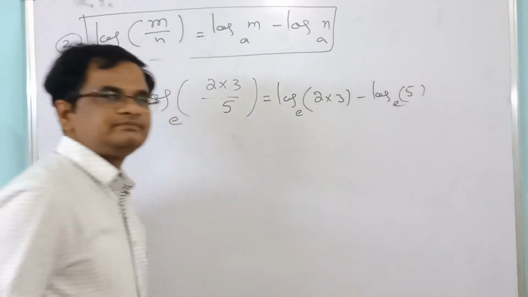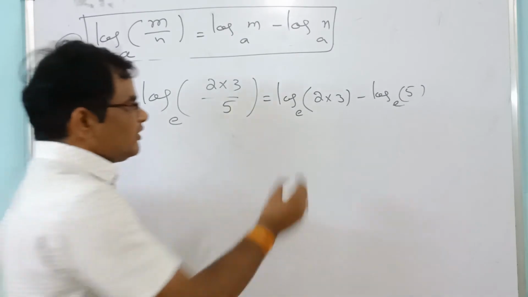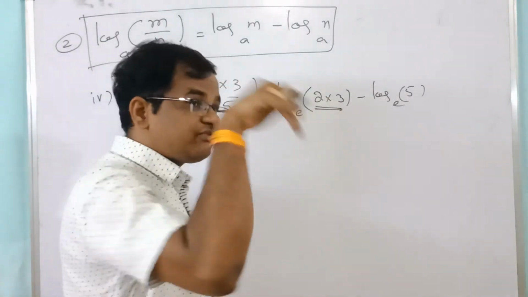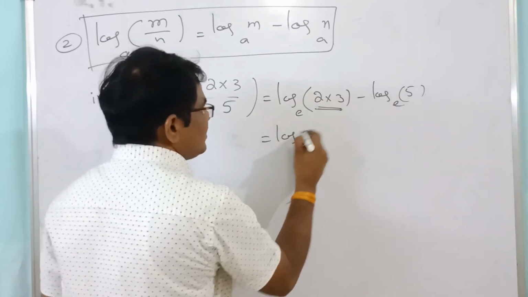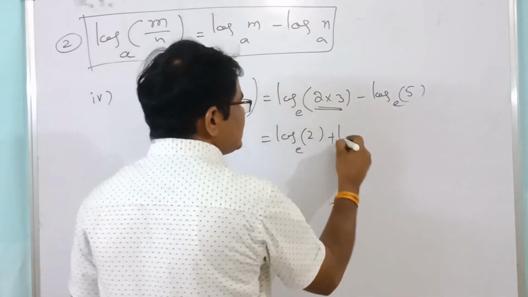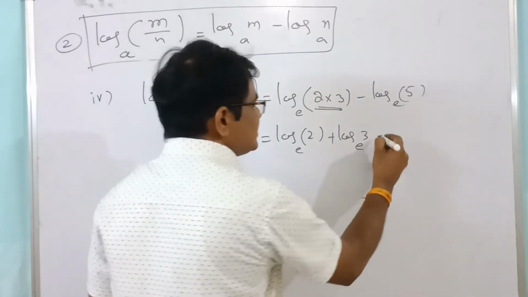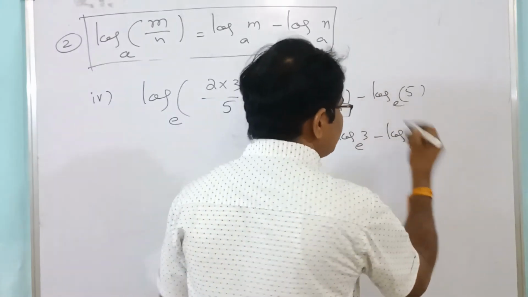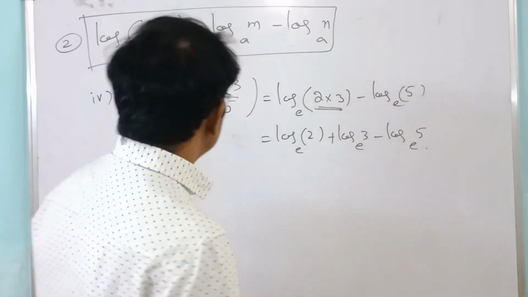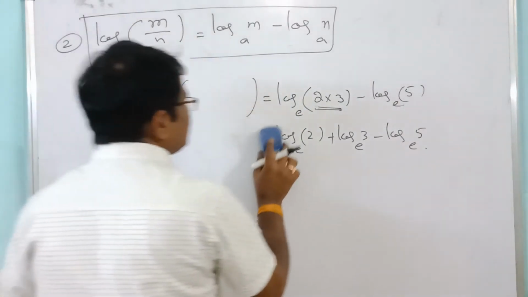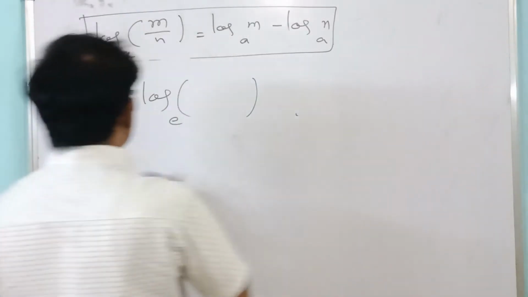Can you write? Now again from this one, by the first property, it is a product. How to write? Log of 2 to the base e plus log of 3 to the base e minus log of 5 to the base e. Right? So like this we have to do. Next, take one more example. Fifth one.